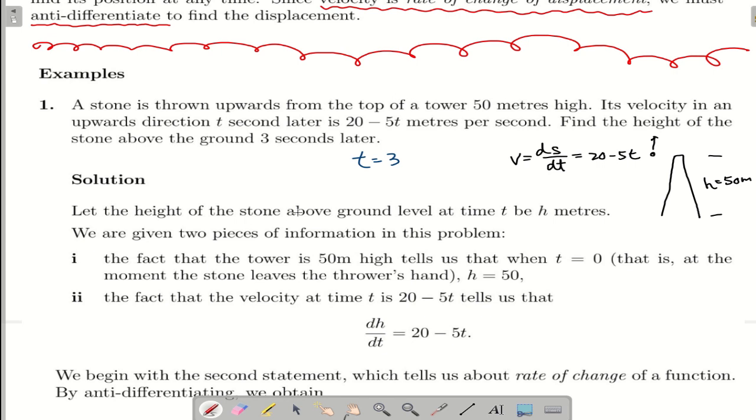So let the height of the stone above the ground level at time t be h. We are given two pieces of information in this problem. The first one is the fact that the tower is 50 meters high.